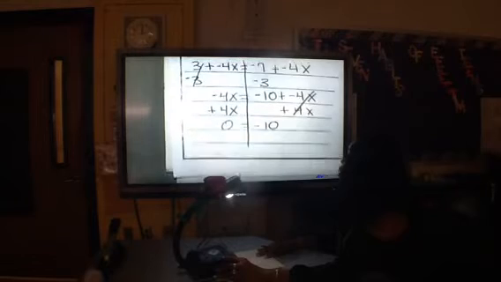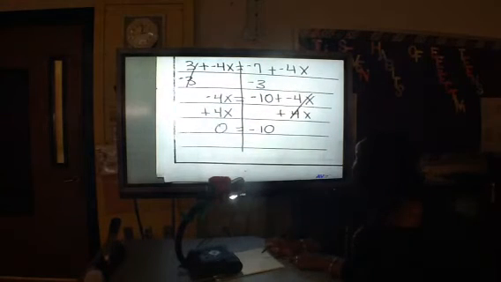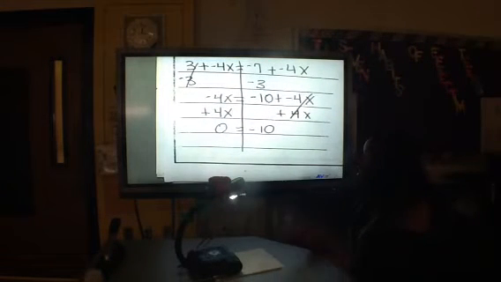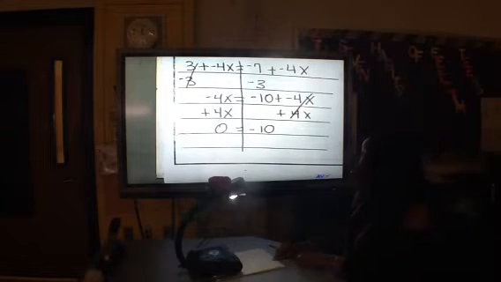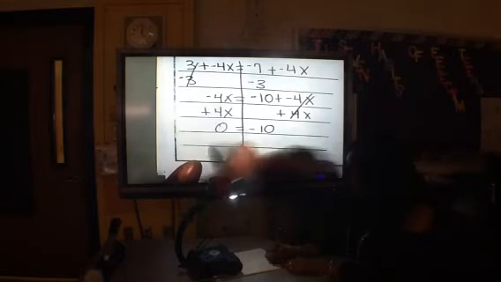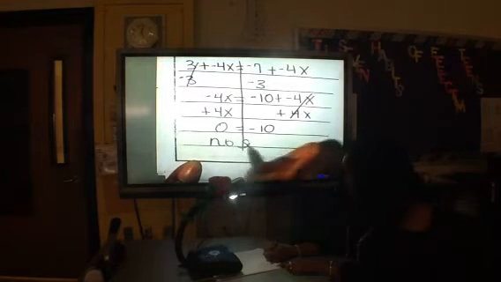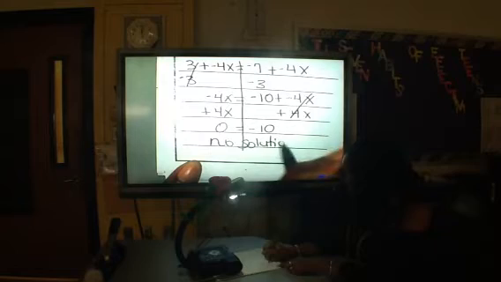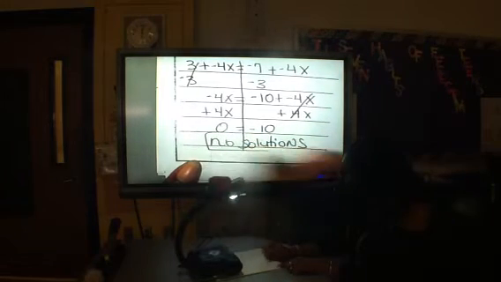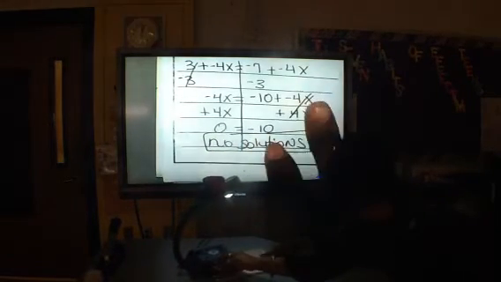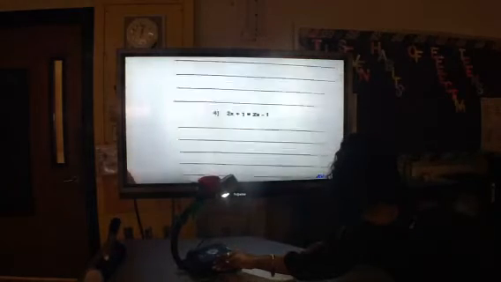Now, 0 does not equal negative 10. We know that. To be equal, you have to be exactly the same. These are unlike constants. So the answer for this problem is called no solutions. That is my answer. Okay? Let's do this one.